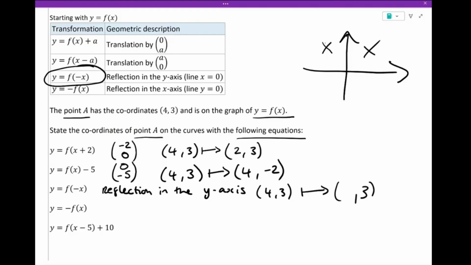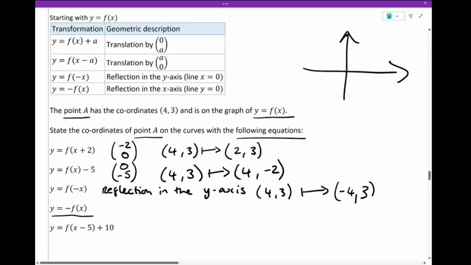Whereas the x-coordinate will be multiplied by -1. So we're going to multiply by -1 and we are going to end up with -4. Because we should still be the same distance away from our y-axis. So if this distance here was 4, then the distance over here should also still be 4, but the coordinate would have been multiplied by -1. Let's look at our fourth one. So we have y equals -f of x.